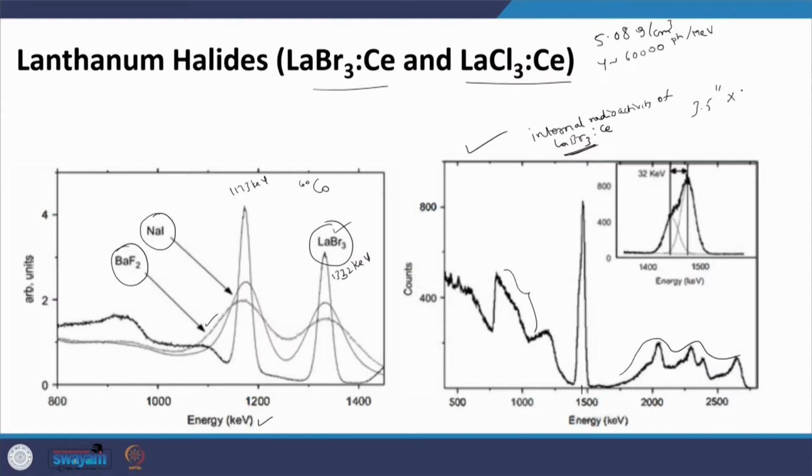Presently, the sizes available for lanthanum bromide are like 3.5 inch diameter and 6 inch. Beyond this, because of the anisotropy related properties, it is difficult to grow the crystals in large size. That is one of the disadvantages of lanthanum bromide in large volumes, whereas sodium iodide can be grown in large volumes, but it suffers from the light yield and so resolution and also efficiency.